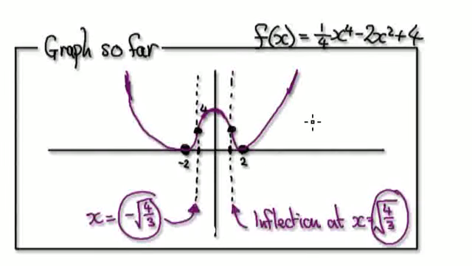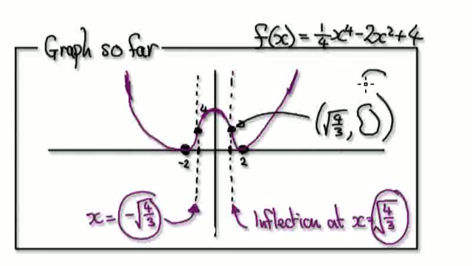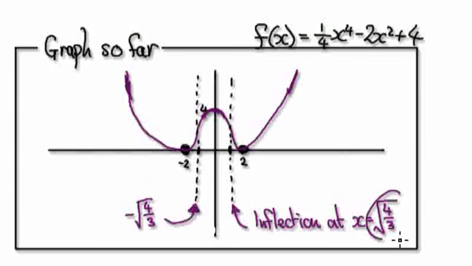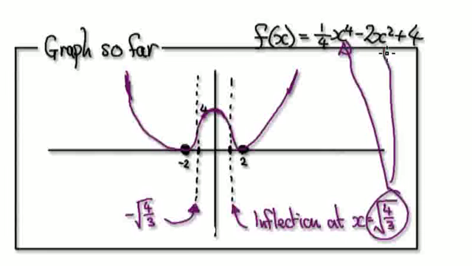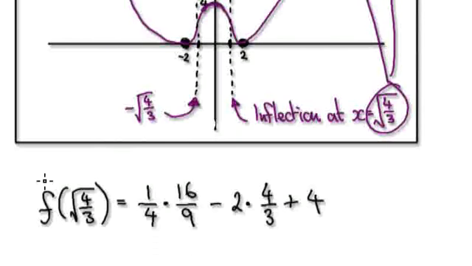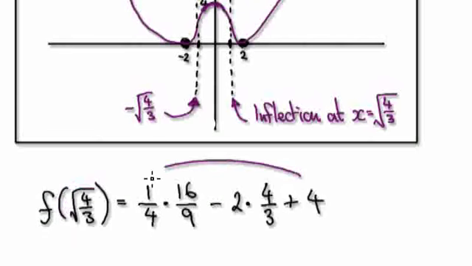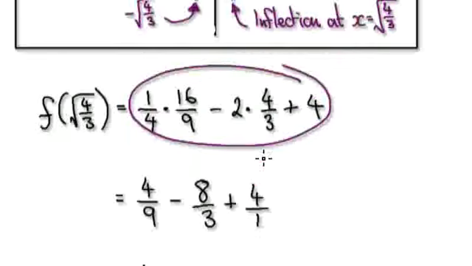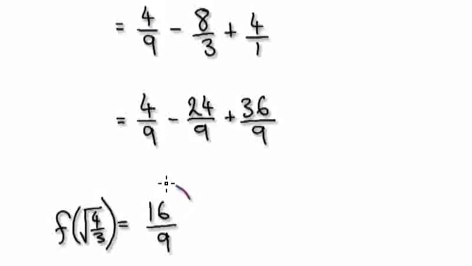Okay. So we know the point here will be root 4 over 3 comma something. So we now need to work out this something here. What we need to do is put this x into here and then into here in order to work out this value. Okay. So our next task is to put this thing into here. So now f of root 4 over 3 is this, and it equals this.